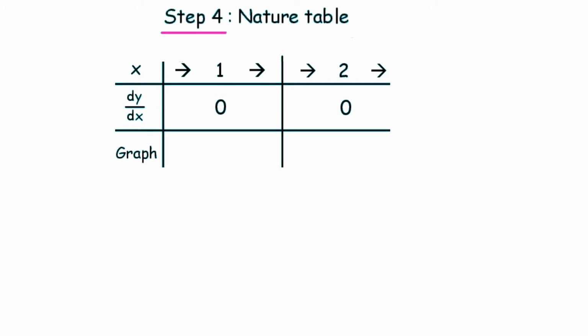Let's have a look at the nature table then. In the very first row, we have x and our values 1 and 2. Those are the two values that we found earlier on in the question. We already know that dy by dx is equal to 0 at x equals 1 and at x equals 2. That's why in the dy by dx section I can already write 0.